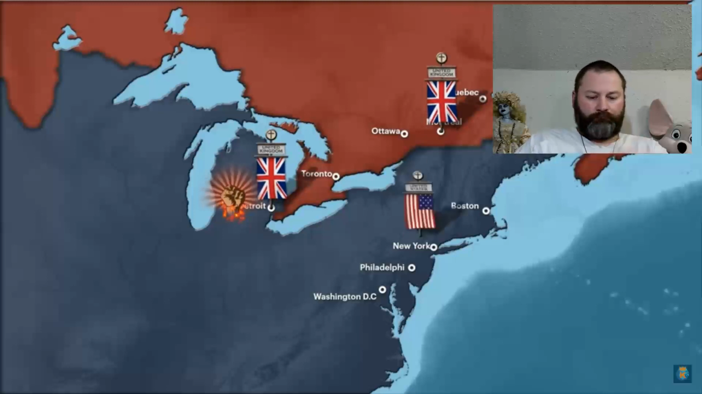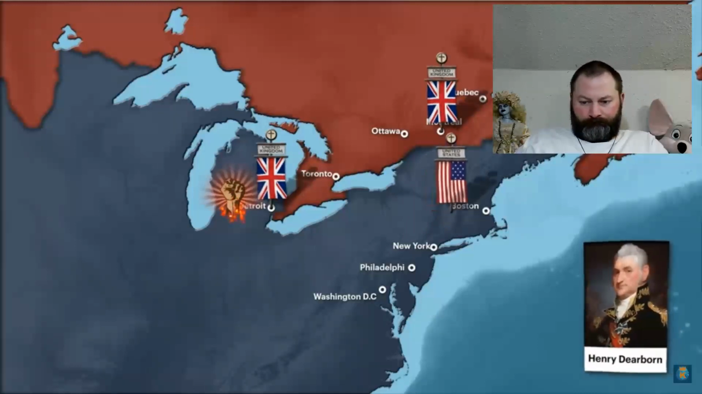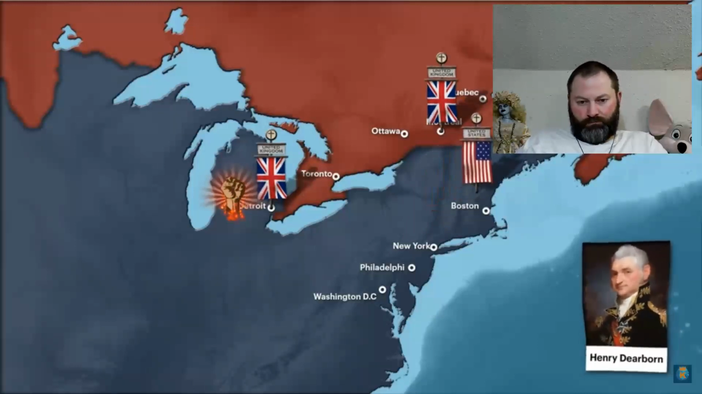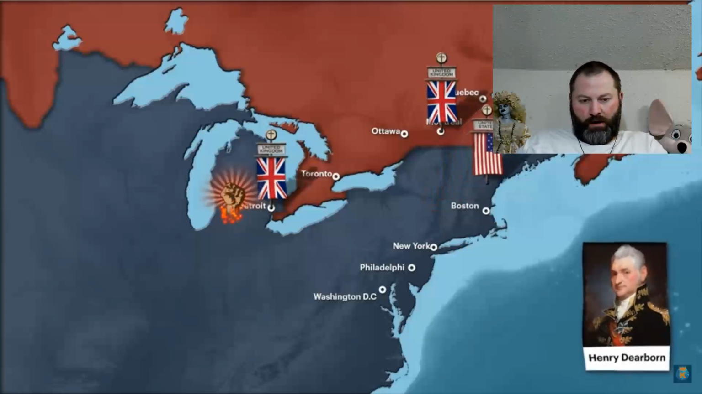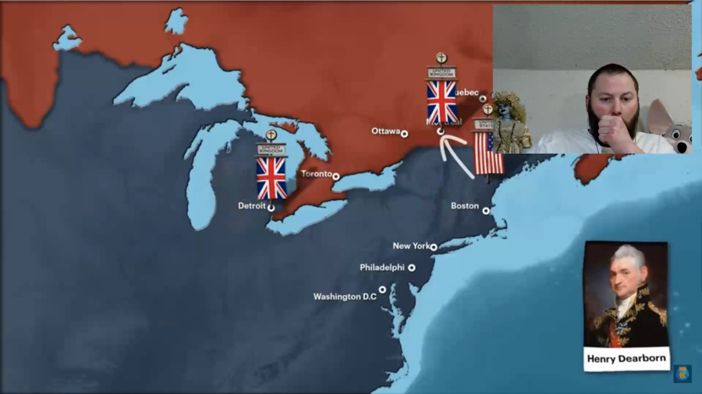Adding insult to injury, U.S. Brigadier General Henry Dearborn struggled to make any progress on the northeastern border because the militias in New England were not supportive of the war and uninterested in coming together for an attack on Montreal.